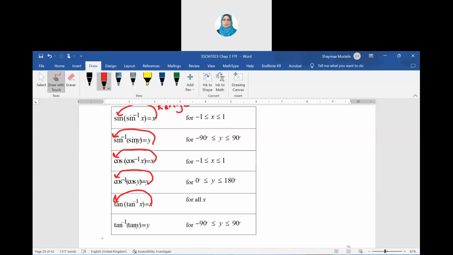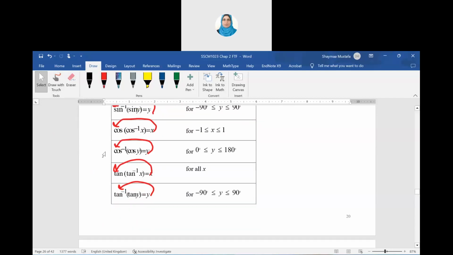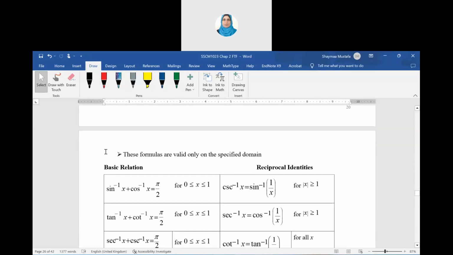You need to be sure that y is within the range of tan inverse. So you need to be sure that your result is located in the range of the first function. If yes, then this relation is correct. Do you have any question before going to the example?